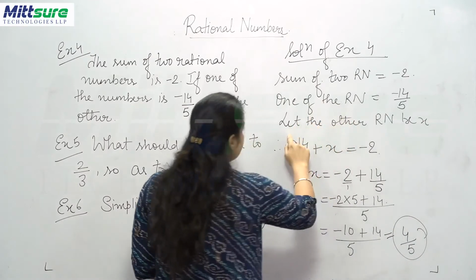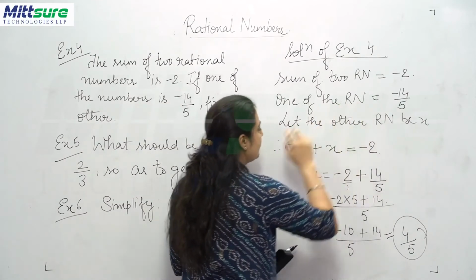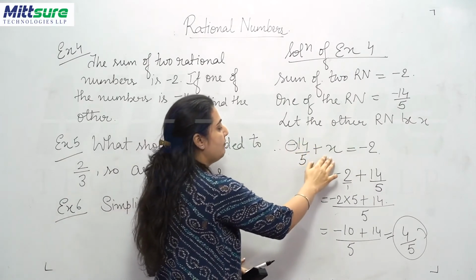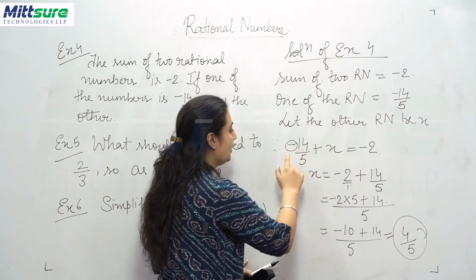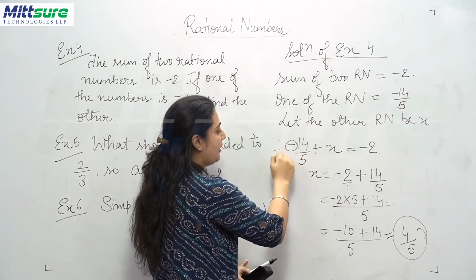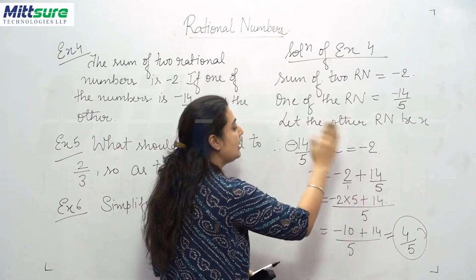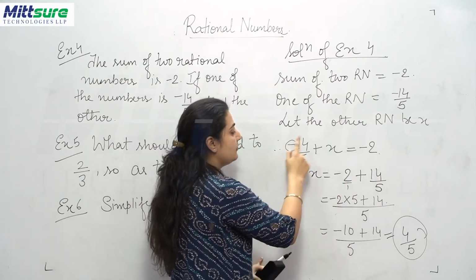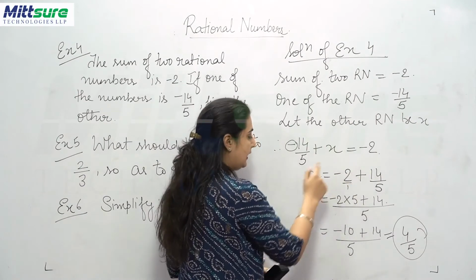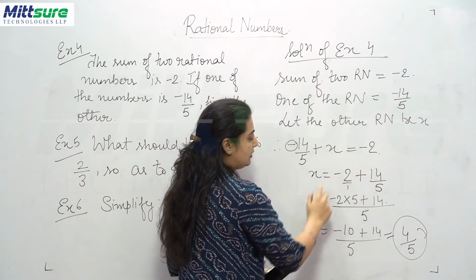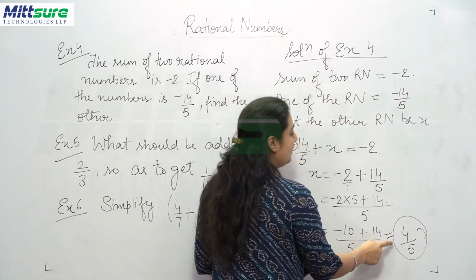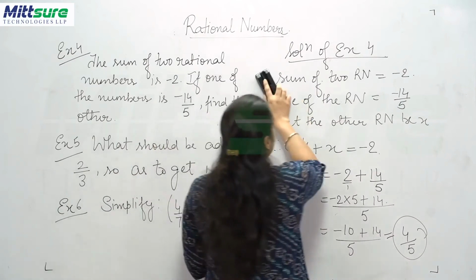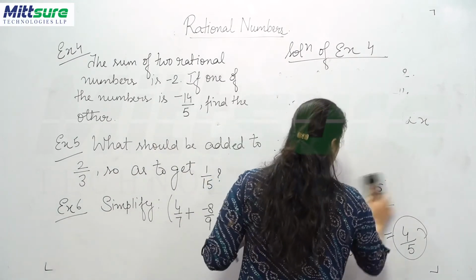So what we did, we supposed that number as x and we made this equation. Here minus 14 upon 5 plus x gives you minus 2. This minus 14 upon 5 will be transposed towards the RHS, so the sign will get changed. This negative sign got changed to positive sign. On solving the two rational numbers, what did I get as my missing rational number is 4 upon 5. Now let's come to the next question.